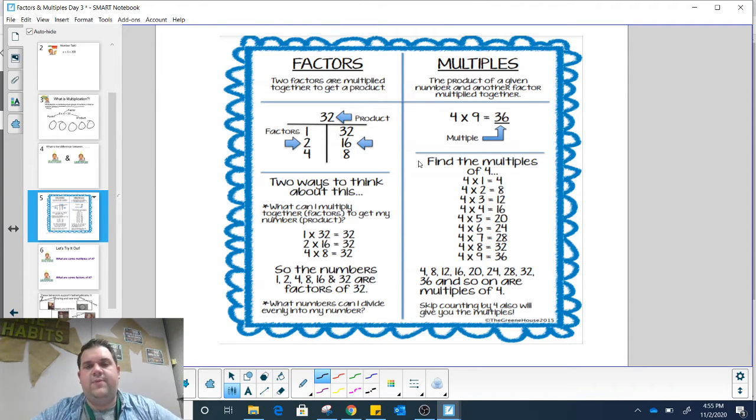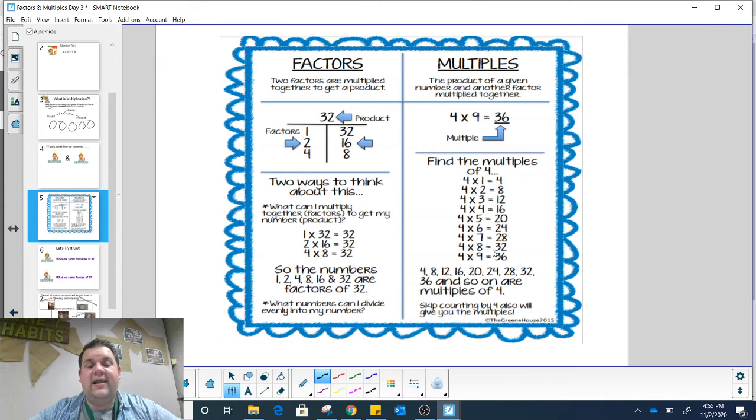So let's look at this for example. 4 times 9 is 36. So 4 is a factor, 9 is a factor, but 36 is a multiple of 4 and 9. So if we think about the multiples of 4, we can do 4 times 1 and it's 4. 4 times 2 is 8. 4 times 3 is 12. Again, one of the factors is staying the same, in this case 4. And the product is a multiple of that factor that's staying the same. So 4, 8, 12, 16, 20, 24, 28, 32, 36, and so on are all multiples of 4.